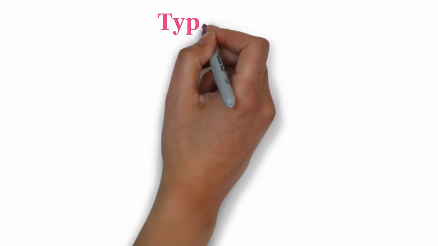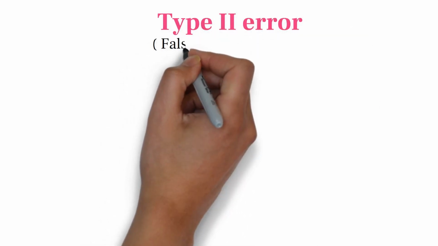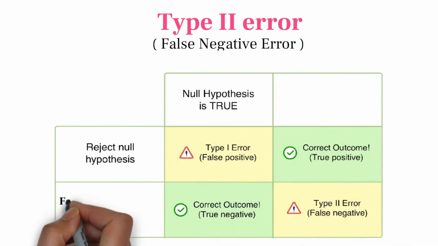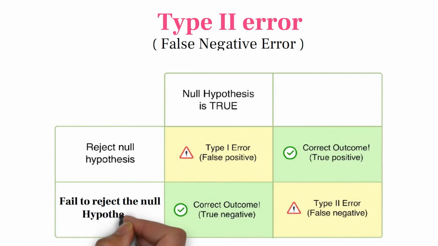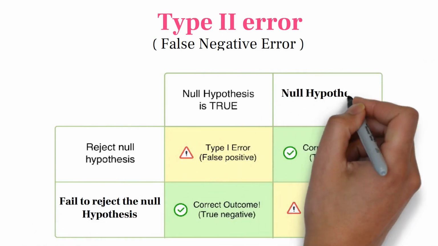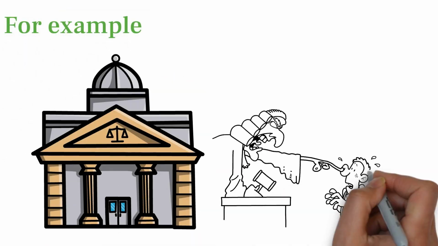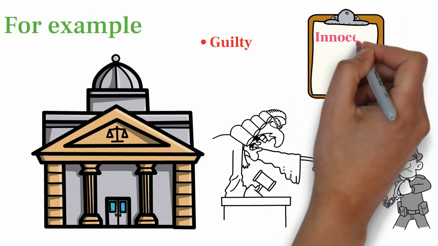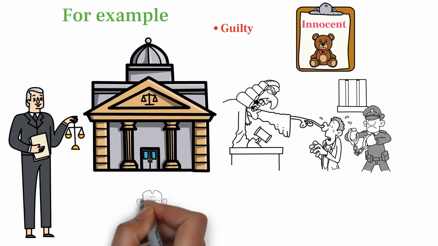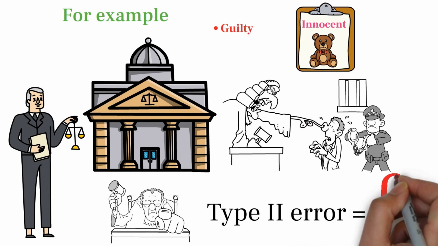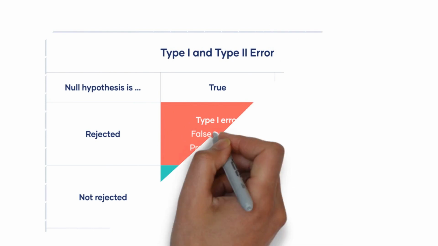Now, let's talk about type 2 error, which is also known as a false negative error. This error occurs when we fail to reject the null hypothesis when it is actually false. For example, in a court trial, if a defendant is guilty but was declared innocent by the jury or judges, the probability of making a type 2 error is denoted by beta. These diagrams will tell you clearly about type 1 error and type 2 error.